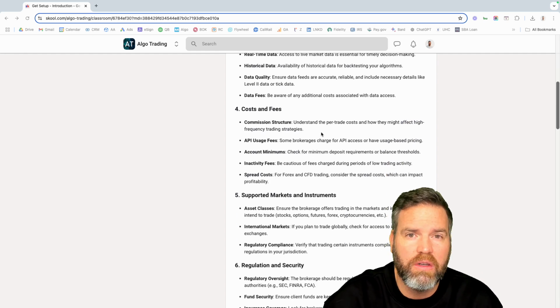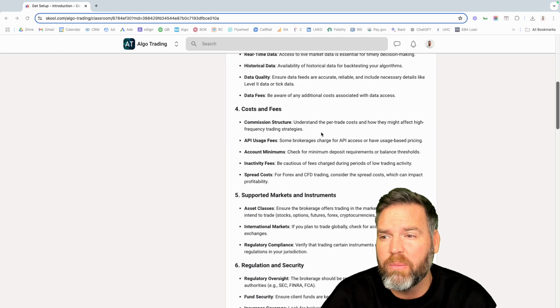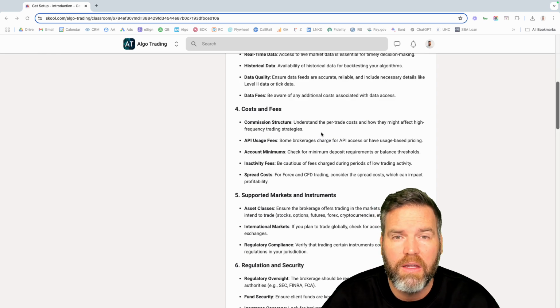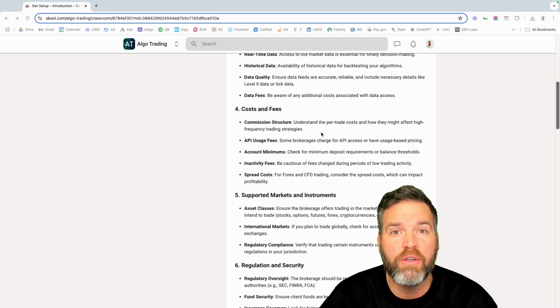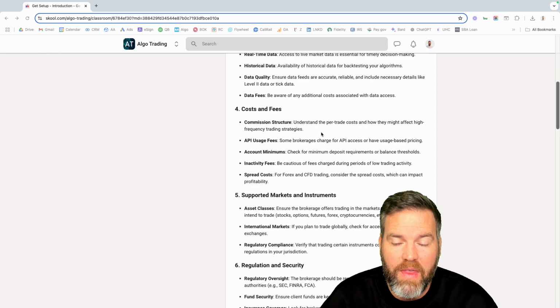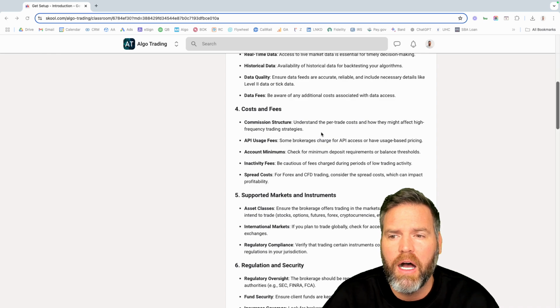The commission structure is going to be hugely important. So understand the per trade costs and how they might affect high frequency trading. If you trade a lot, there have been times where I've traded more than 100 trades in a day, and that can add up. I've had commission fees that were astronomical for a single day because it was so frequently trading. So being very aware of the commission structure for each trade is very, very important.